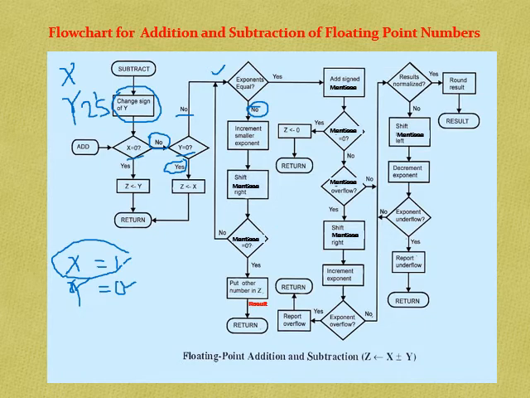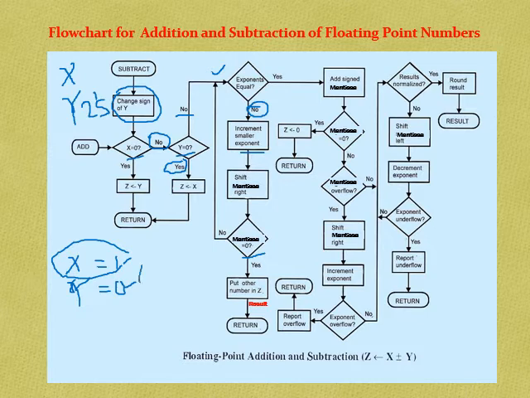How can we make the exponents equal? By incrementing the smaller exponent. After that we shift the mantissa right. So we increment the smaller exponent part, and then shift the mantissa right. After shifting the mantissa, we have to check whether the mantissa becomes 0 or not. If the mantissa becomes 0, what does that mean?